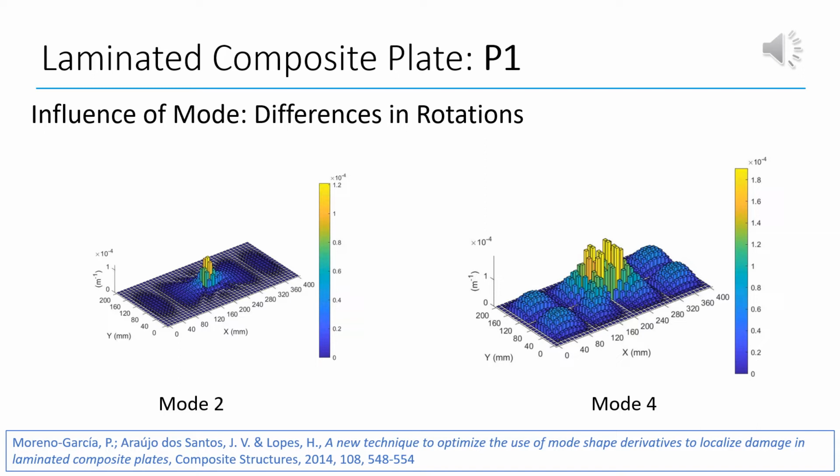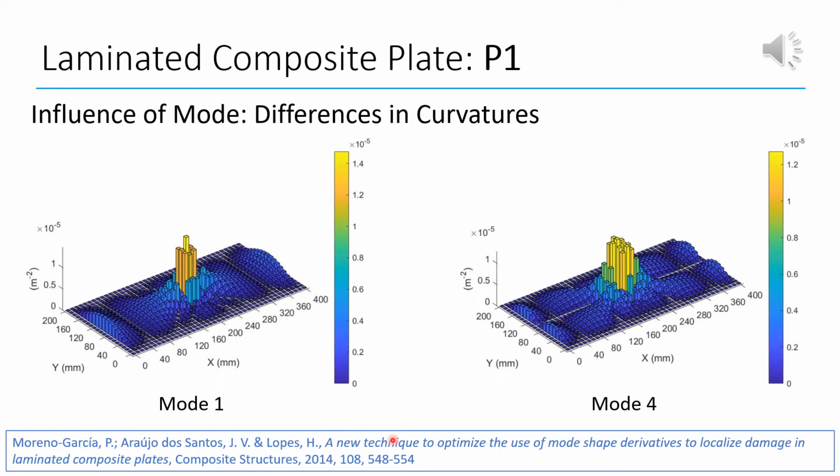So, as an example, we see that the damage indicator based on differences in rotations of the second mode gives peaks concentrated at the center of the plate, whereas the fourth mode presents several humps in undamaged areas. These humps are less significant for the damage indicator based on differences in curvatures, as shown here.